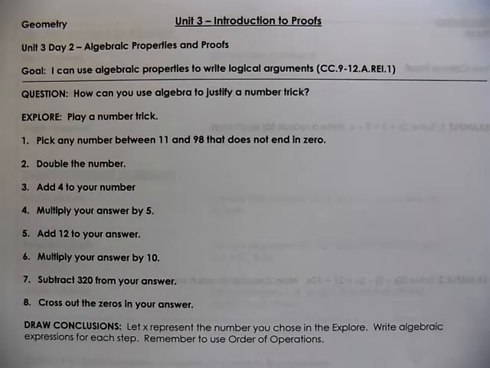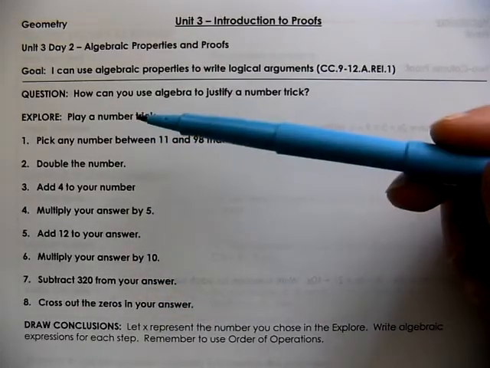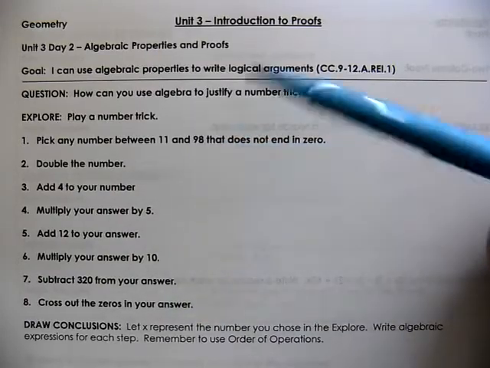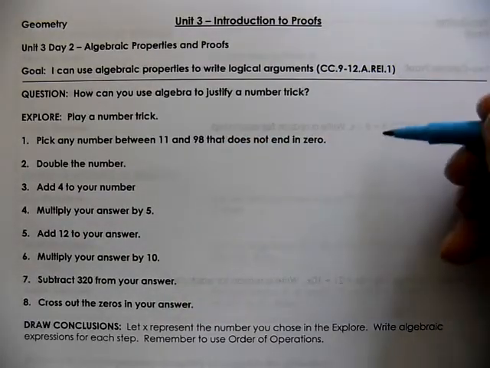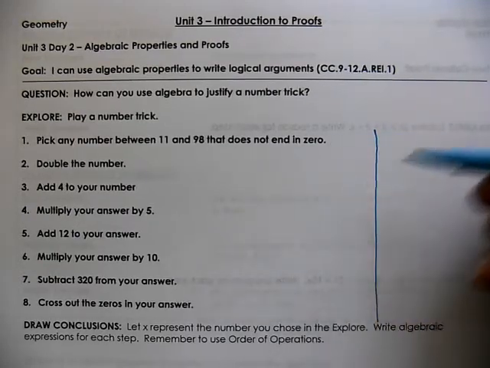Hello everyone, we're starting off with a little number trick here, and then we'll use this to introduce today's topic as we talk more about the concept of proofs in geometry. So we're going to play a little number trick here, and we'll just start off with step one and work our way down. We're going to do this twice, so create a divider between the first and second attempt. We'll just use the two columns.